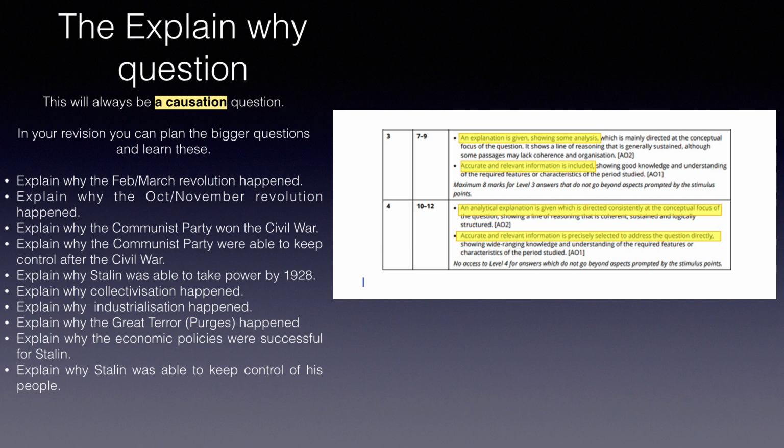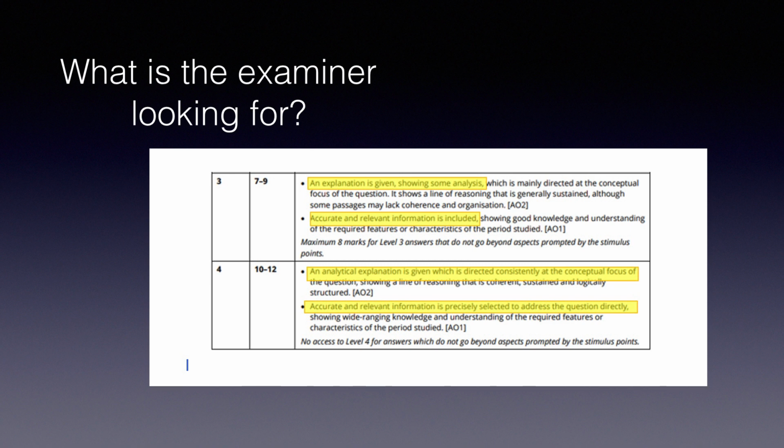Now, looking at what the examiner wants is the key thing about being able to use accurate information and give an analytical explanation. So you can learn that and you can prepare that before you begin writing. Our difference in the mark scheme then is how you're getting yourself to level 4. So everything needs to be centred around the question.